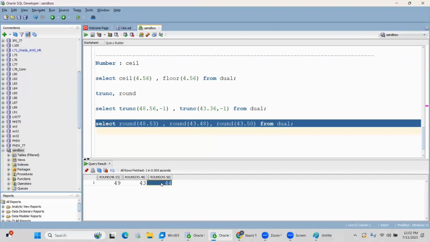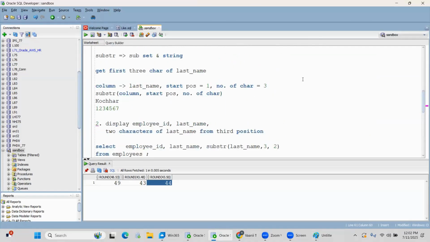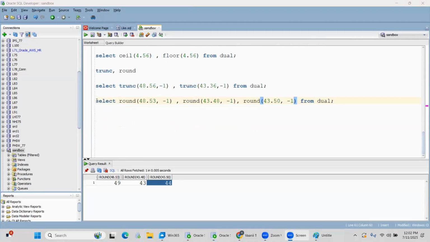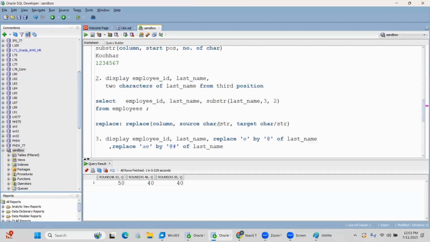So it is 44. Wow. It means, because the logic says anything that comes at 50 or after that, it will take as 44. And if I write here -1, -1, and -1, let's see what will be the answer. In this case, it is just going to round up. Okay. Now you guys understood a number function.